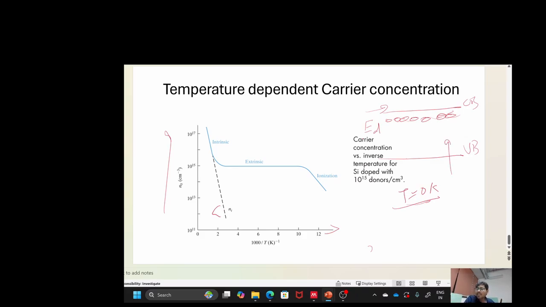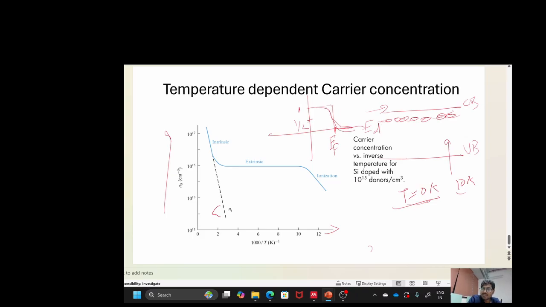As soon as we increase the temperature a bit, let us say to 10 Kelvin, some of these will get ionized, because if you see the Fermi-Dirac distribution, okay, I'll plot that Fermi-Dirac distribution so you will get it easily. This is 1, this is 1 by 2, and this is EF. As we increase the temperature, it will be like this.